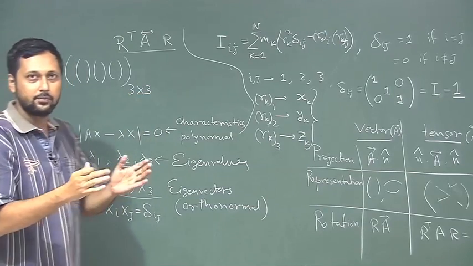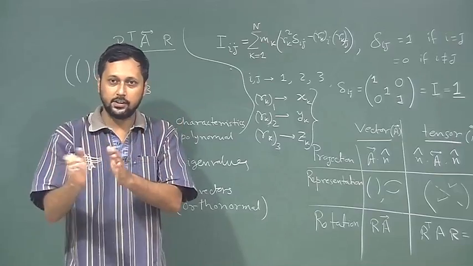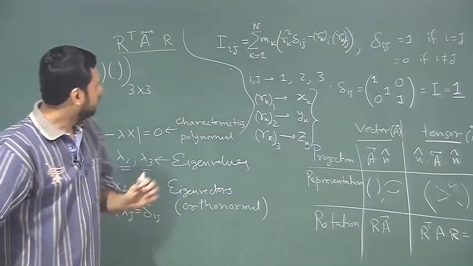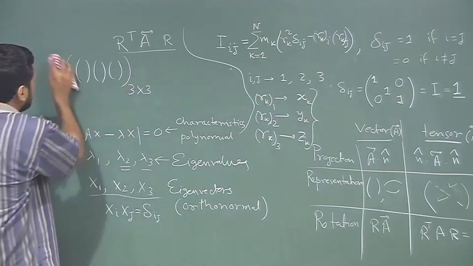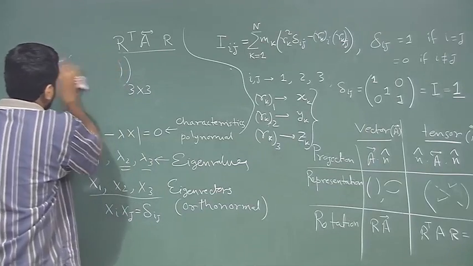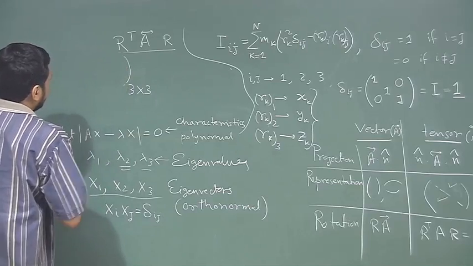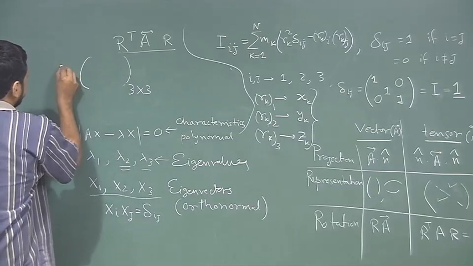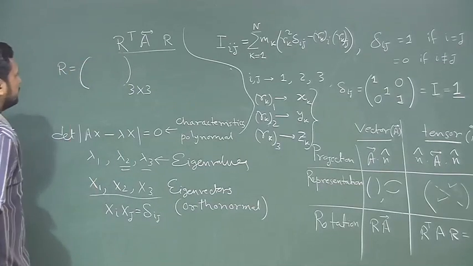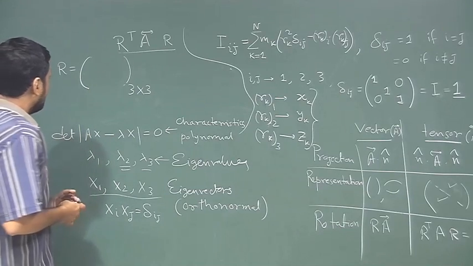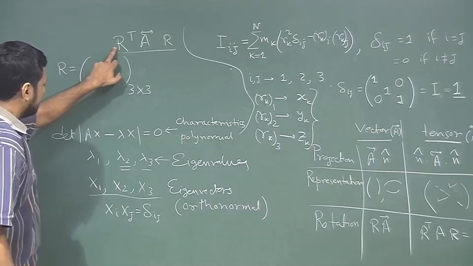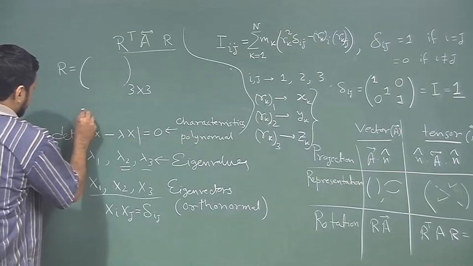That will happen. So, if I put 3 column vectors one after the other, we have 3 elements in each, and we have 3 such vectors side by side, what we will have is essentially a 3 cross 3 matrix. Call it R.